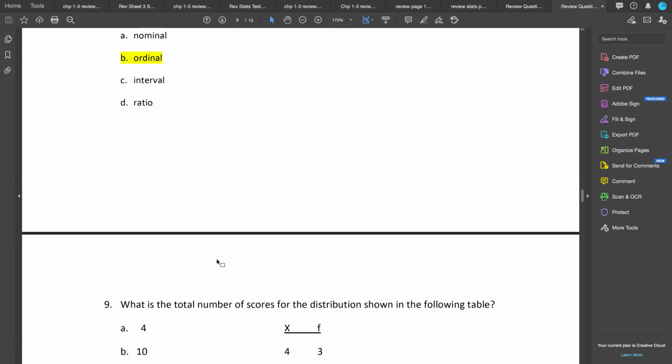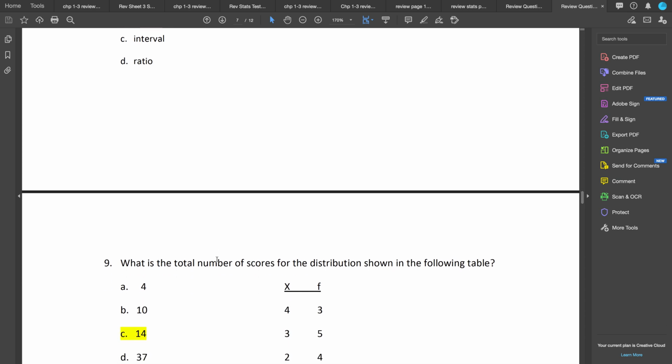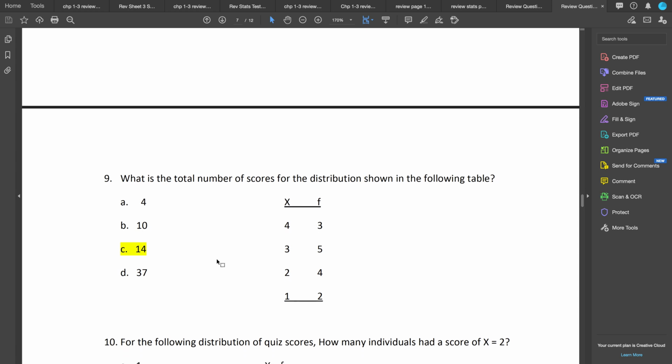There are, I want to say two, maybe three questions about, no, there's two questions I think about levels of measurement and discrete continuous on your test. Then you get into a number of questions like this on your test.